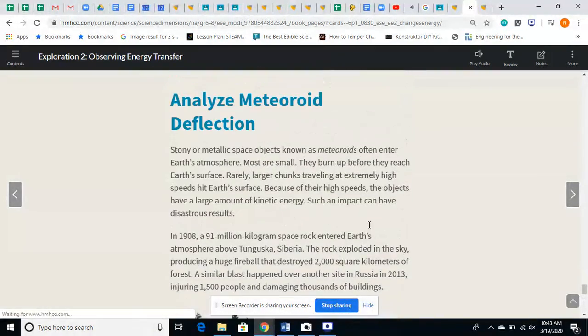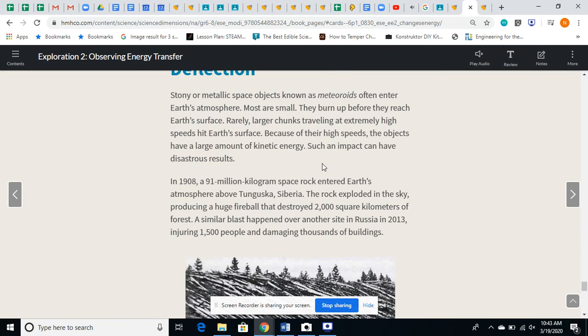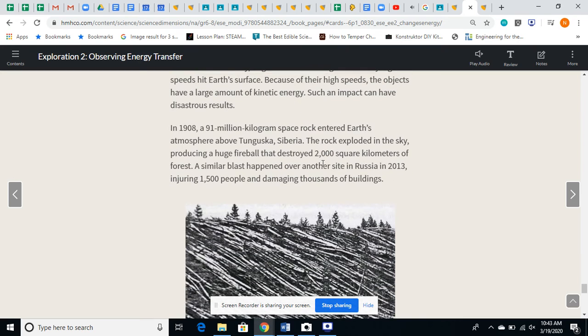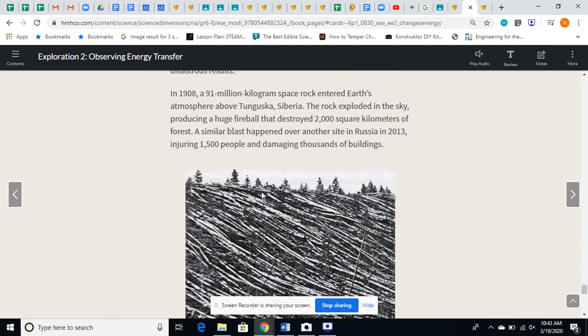There's also this idea of meteor deflection. Stony or metallic objects known as meteoroids often enter Earth's atmosphere. Most are small. They burn up before they reach Earth's surface. Rarely, large chunks traveling at extremely high speeds hit Earth's surface. Because of their high speeds, the objects have a large amount of kinetic energy, so an impact can have disastrous results. In 1908, a 91 million kilogram space rock entered Earth's atmosphere above Tunguska, Siberia. The rock exploded in the sky, producing a fireball that destroyed 2,000 square kilometers of forest. A similar blast happened over another site in Russia in 2013, injuring 1,500 people and damaging thousands of buildings.